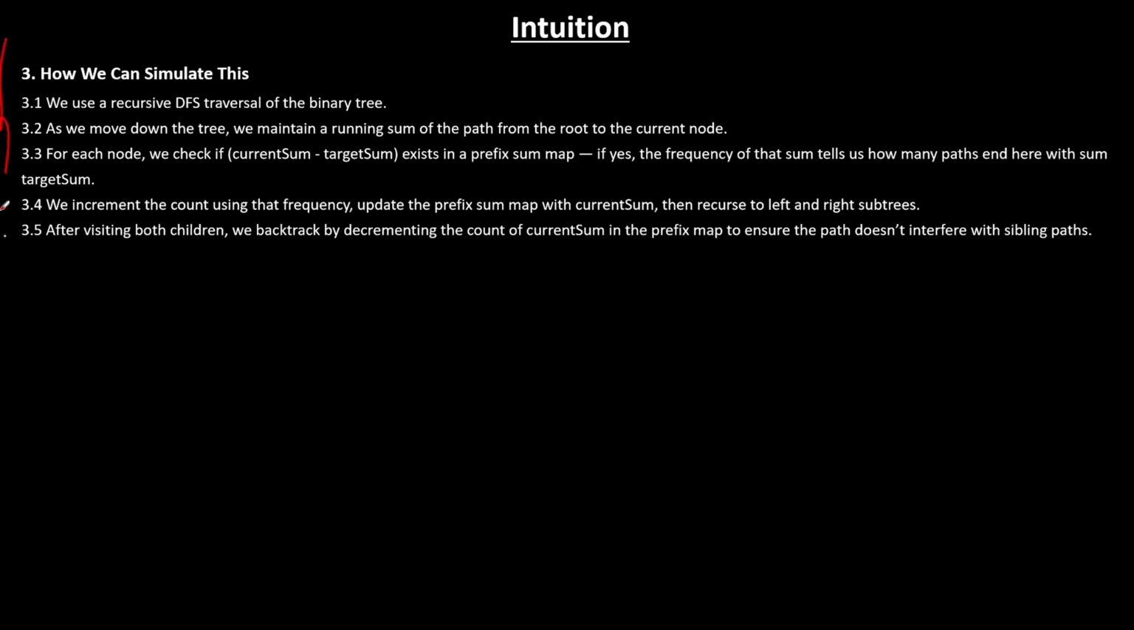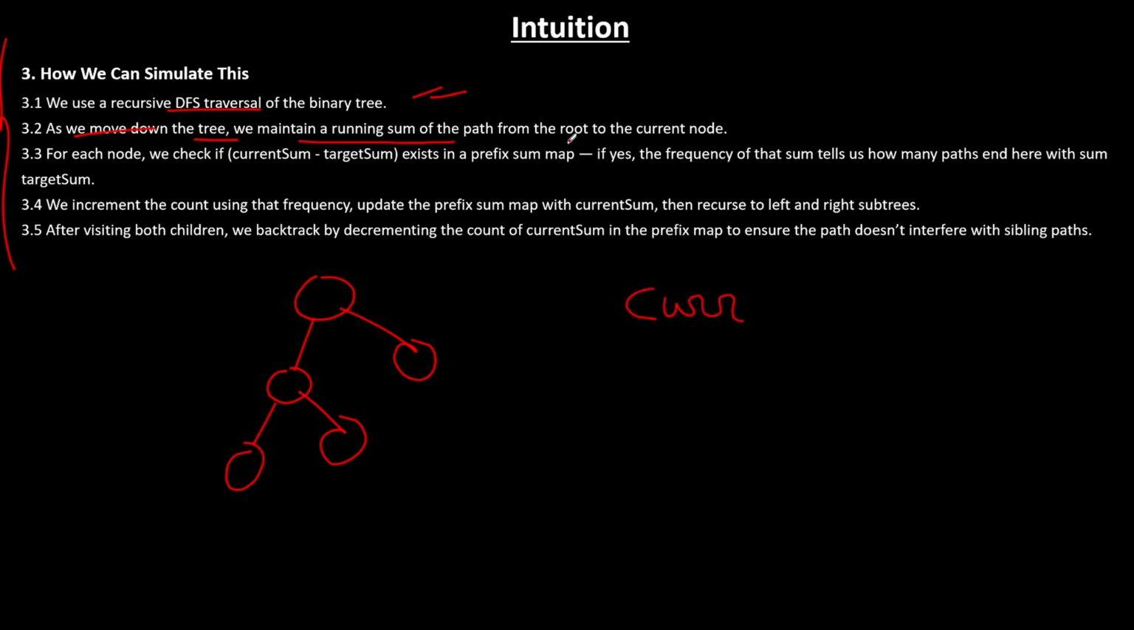Now, how can we simulate this complete process? We could use DFS traversal, which is the common traversal of the binary tree. And as we move down, we just create a random tree here. As we move down the tree, we maintain a running sum. We will have a current sum similar to that example. Okay. For each node, we will check the current sum minus the target sum difference.